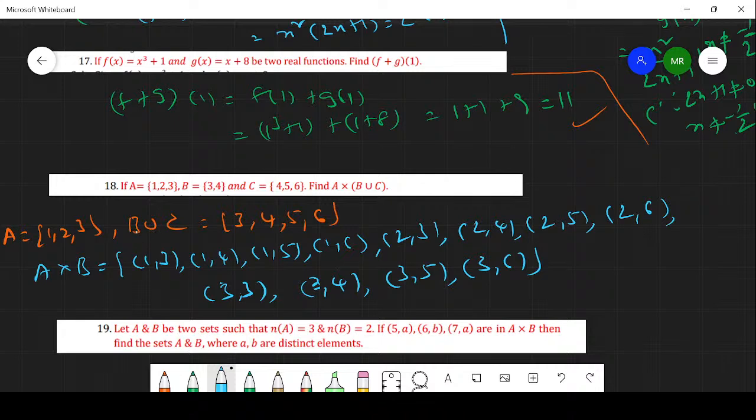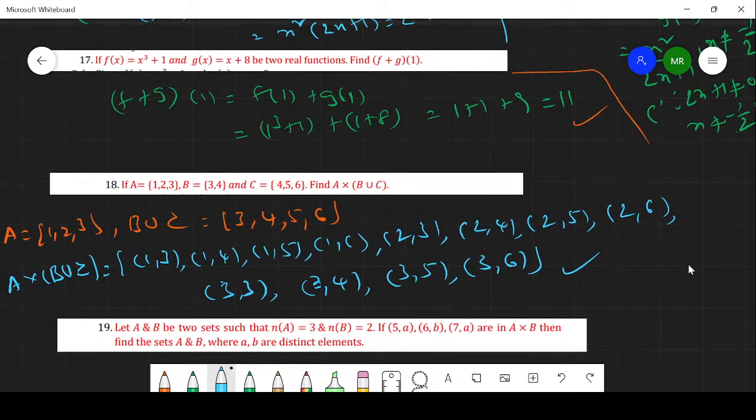Sorry, I have written this wrong. Here I should write the result as A cross (B union C). I have just done the correction here. Be careful here. A cross (B union C) is this. How do we understand this? Because we will get 3 into 4, 12 ordered pairs: 1, 2, 3, 4, 5, 6, 7, 8, 9, 10, 11, 12. We got A cross (B union C).